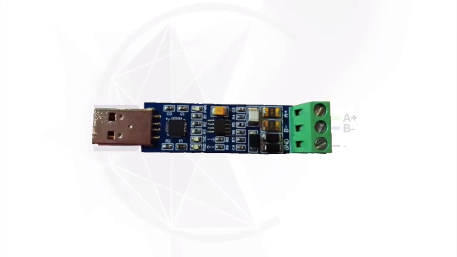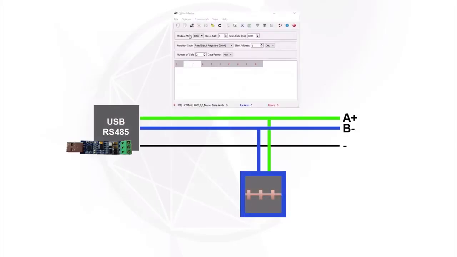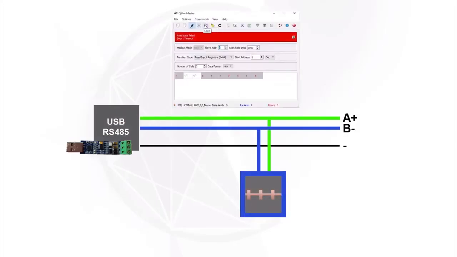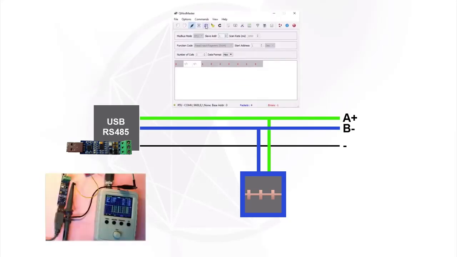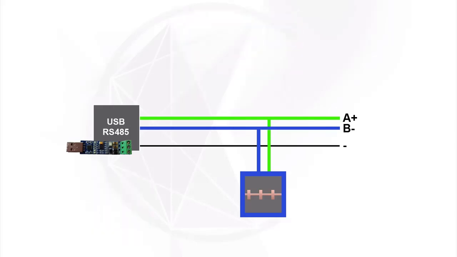To see it working, we'll connect a small oscilloscope to A plus and B minus, and on the computer we launch an application that will communicate with the secondaries on Modbus. We ask it to scan the bus to find equipment to generate traffic. We can see the signals on the oscilloscope. This represents the bits forming the frame.